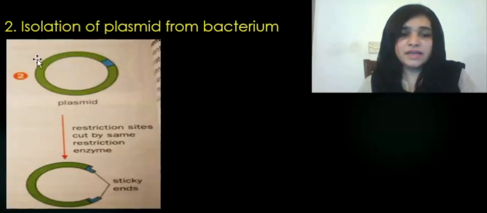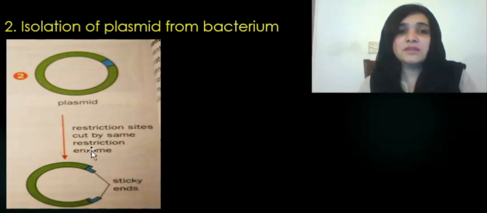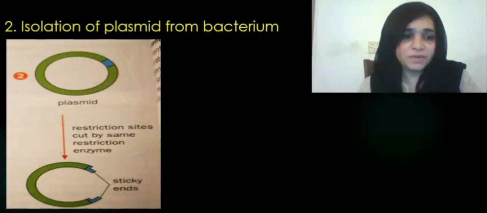So here is a diagram of the plasmid. It is a circular DNA that is present in the bacterial cell. We have obtained it from a bacterium. Here is the restriction site, the blue one. The restriction site is cut open with the help of the same restriction enzyme that is used for the insulin gene. As a result of the restriction enzyme, sticky ends are produced in the plasmid.